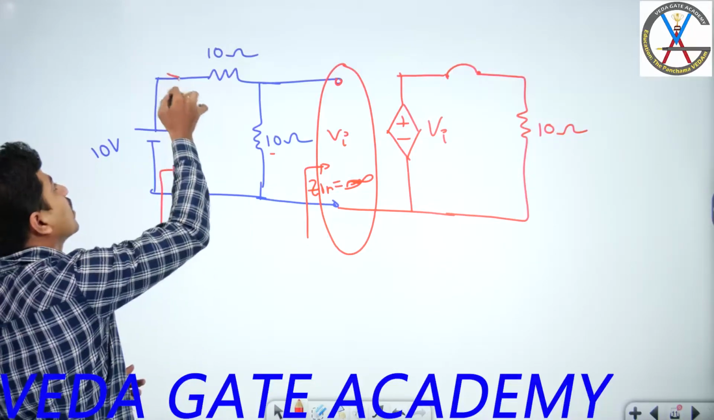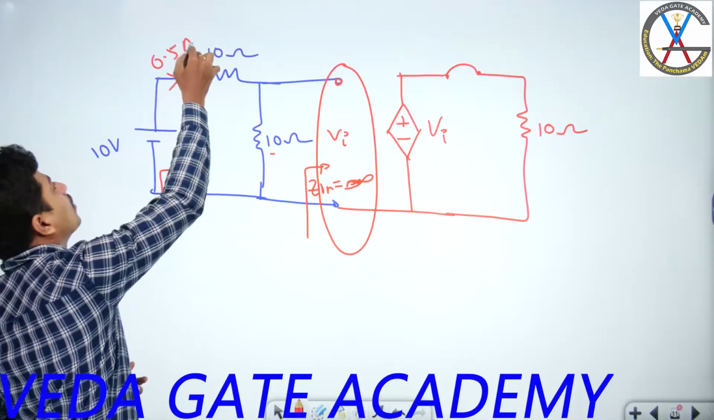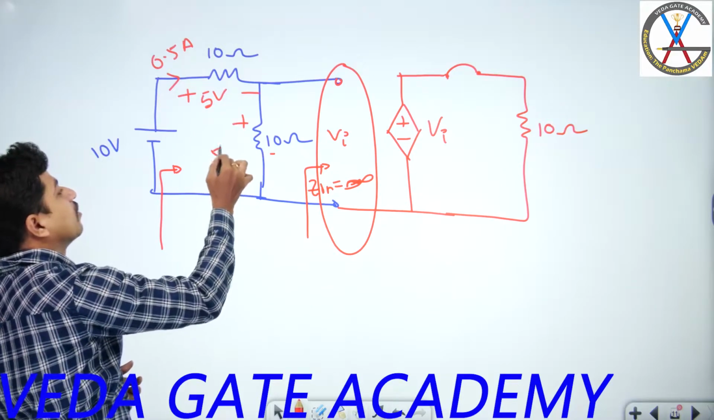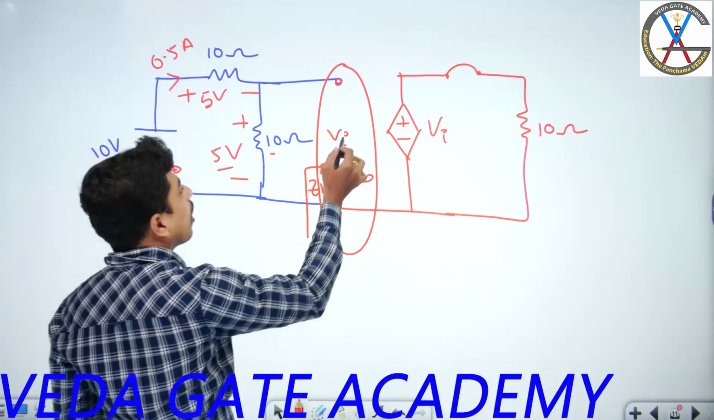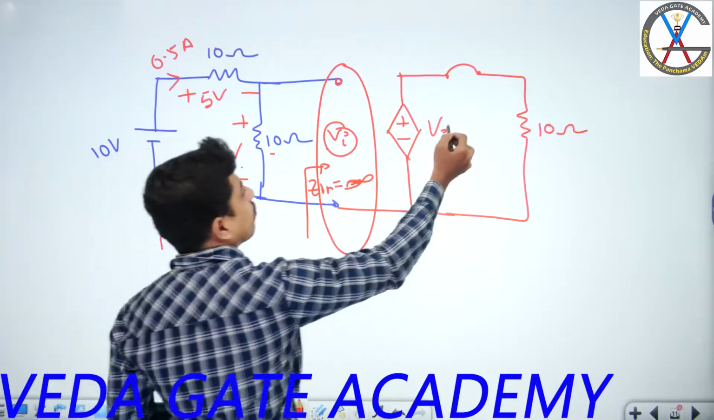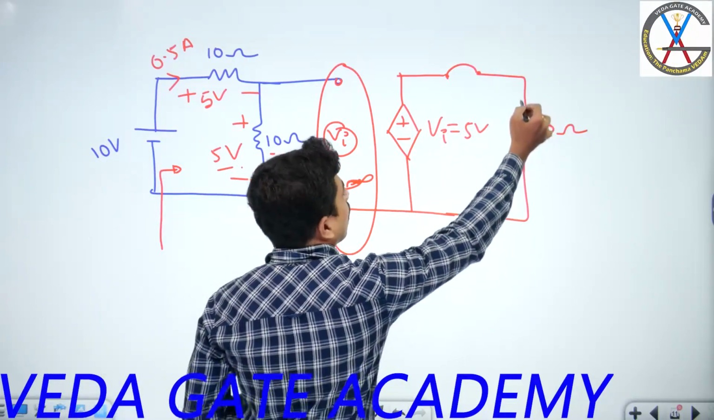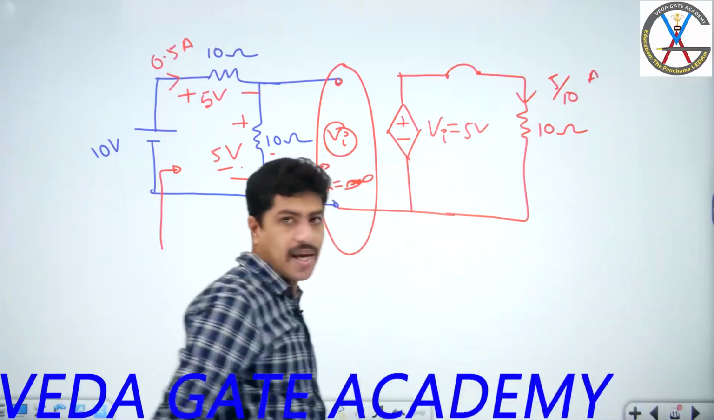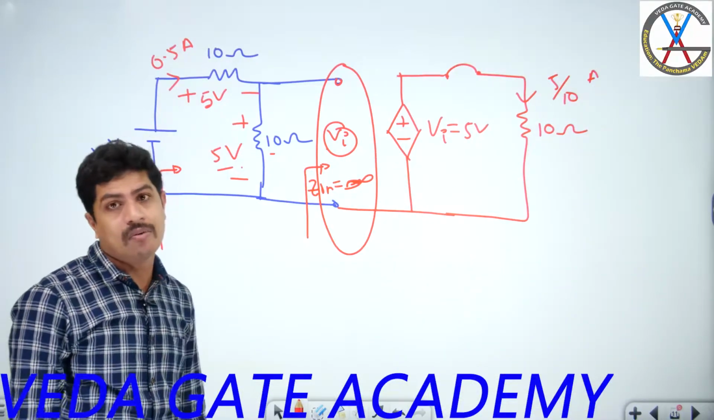Then how much is the current? 0.5 amperes. How much is the voltage? 5 volts. So Vi is 5, therefore this is also 5 volts. How much is the current in this one? 5 by 10 amperes, 0.5 amperes. In this way, we have to understand.